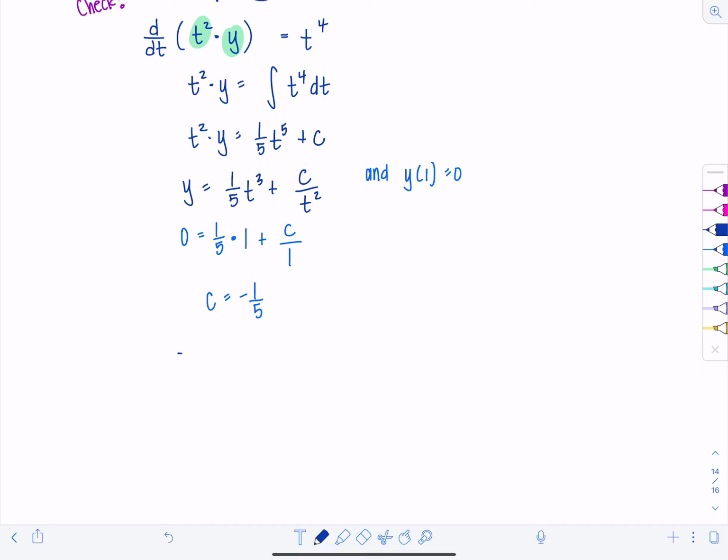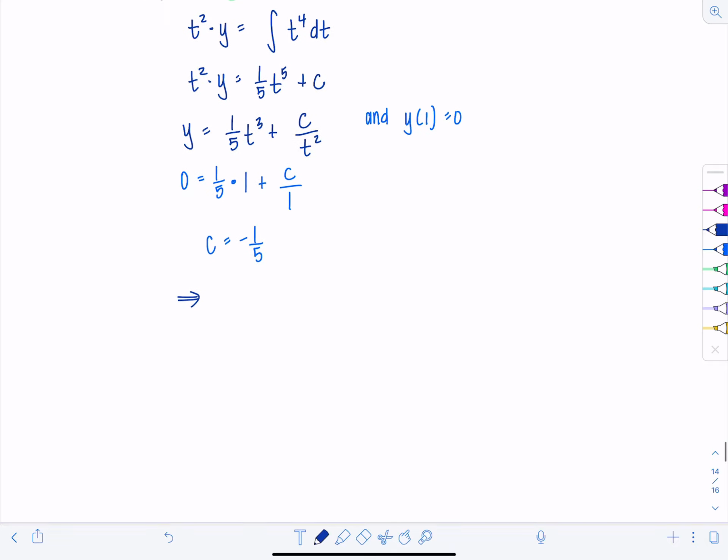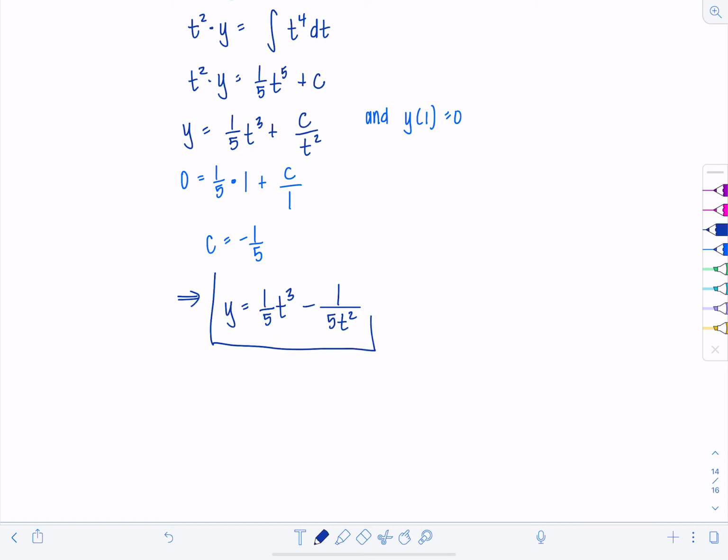So let's put it all together. y equals 1/5 t cubed minus 1, and then let's put the 5 with the t squared in the denominator. Oh, looks so good. Wow, wow, wow. Do you feel fancy?